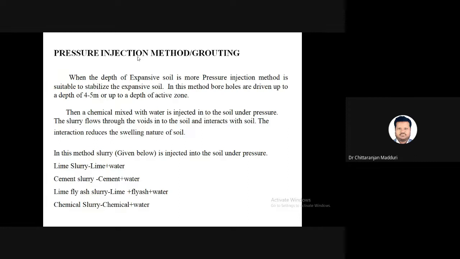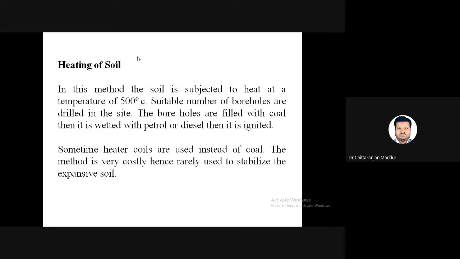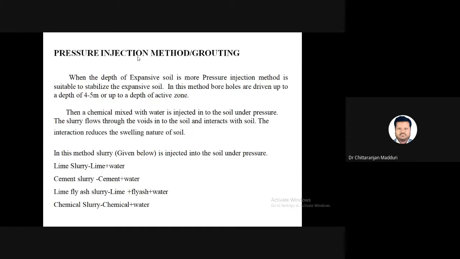In this method, the slurry injected into the soil under pressure may be lime slurry, which means lime plus water; cement slurry, which is cement plus water; lime fly ash slurry, that means lime plus fly ash, both mixed along with water; or chemical slurry, which means chemical plus water. So the pressure injection method is a deep method. The lime stabilized method is a shallow method.